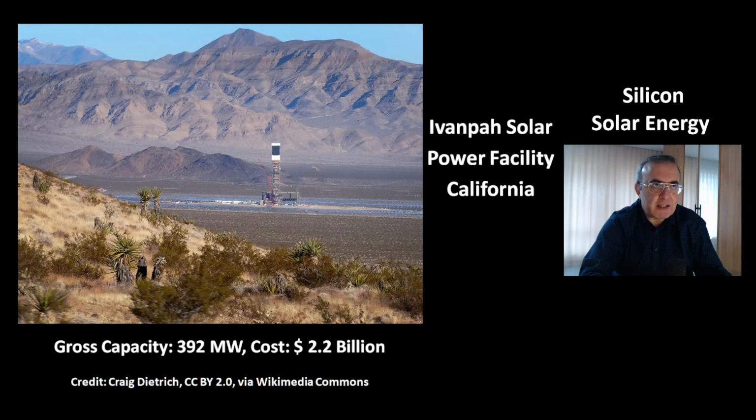This is a practical example from California, USA. This is Ivanpah Solar Power Facility. It cost $2.2 billion, but it has a capacity of 392 megawatts. That's a lot. You have a one-time installation cost, and then you can run these power plants for decades. That's why, in my opinion, they make economically a lot of sense.